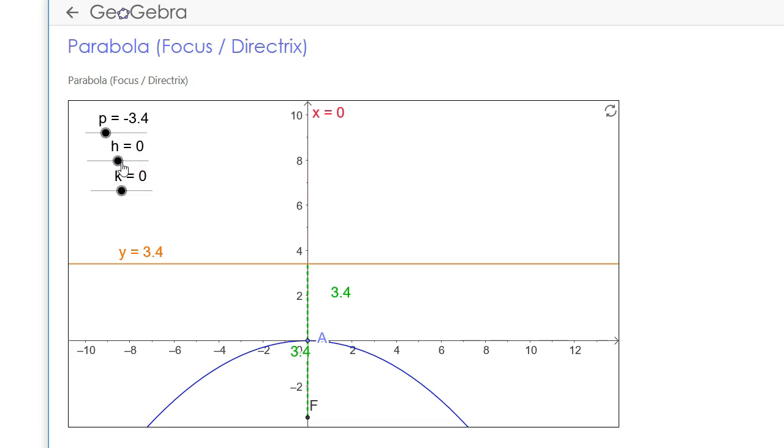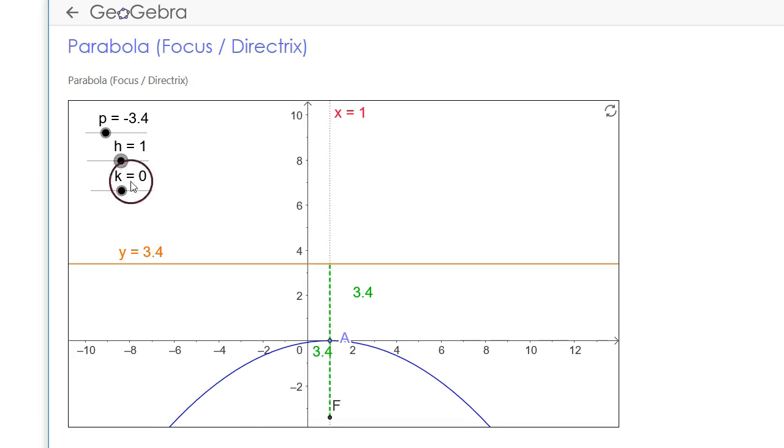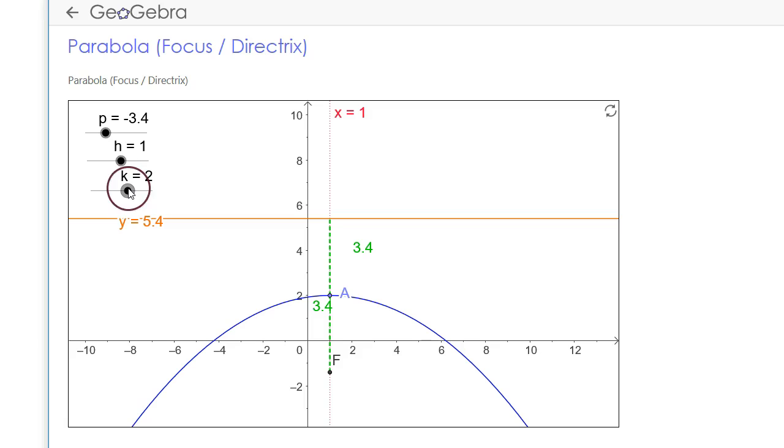In this animation, we can also control the values of H and K, which we know from that earlier chapter is the vertex of the parabola. So instead of being at (0, 0), maybe we want the vertex to be at (1, 2). And this animation moves the parabola to correspond.